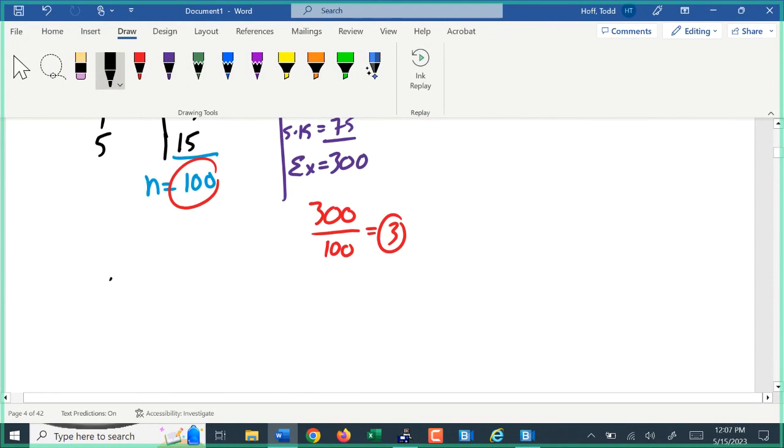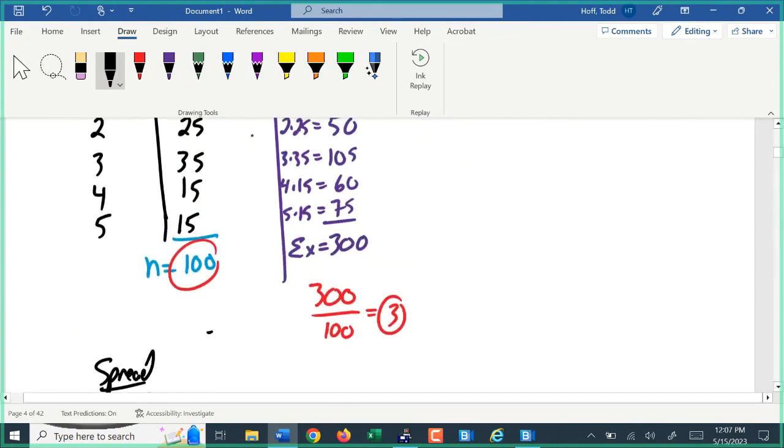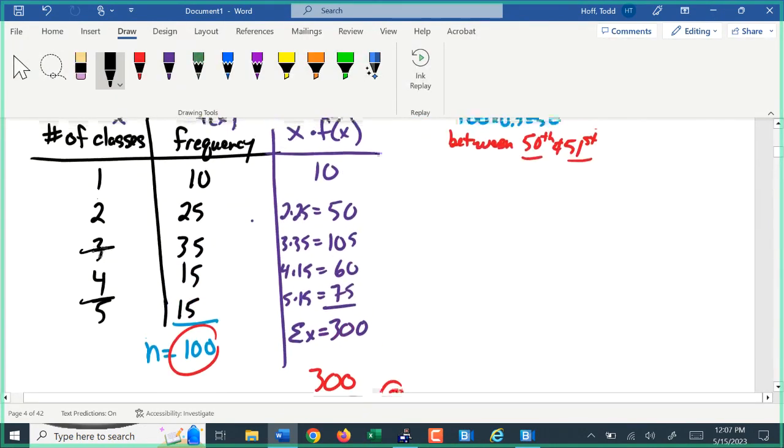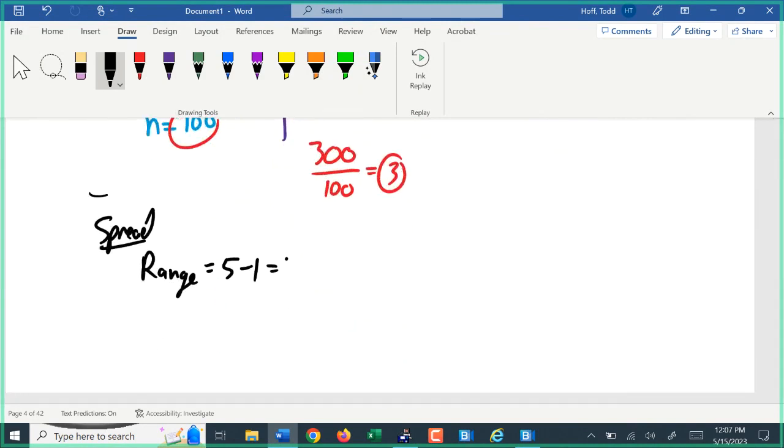For spread, we can find the range. Well, the biggest number in this list is a 5, and the smallest number is a 1. So the range is simply 5 minus 1, or 4. That's not very interesting. So let's look at the standard deviation.